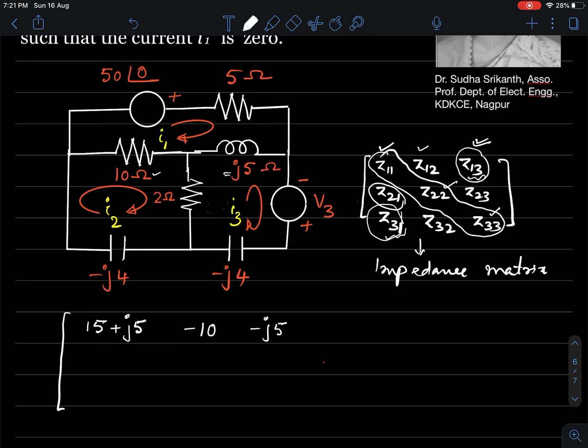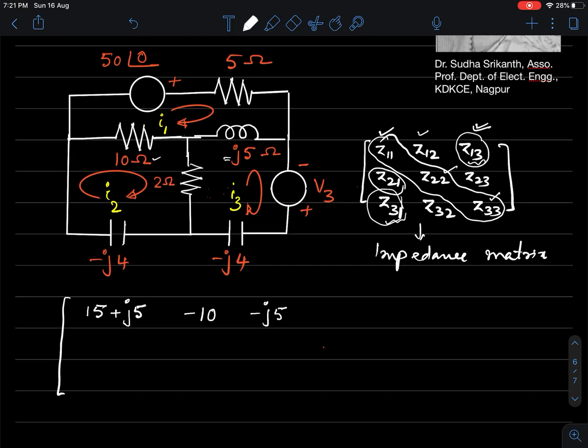Alright. Now we'll go to the second row. The second row means Z21 is the first element, and that is taken with a negative sign, minus the impedance that is common between the second and the first mesh. The second and the first mesh again have this 10 ohm, that would be minus 10. Z22 means the sum of all the impedances contained in mesh 2. That would make it 10 plus 2 is 12, minus the capacitive reactance, that is minus j4. It's preferable to put them in brackets.